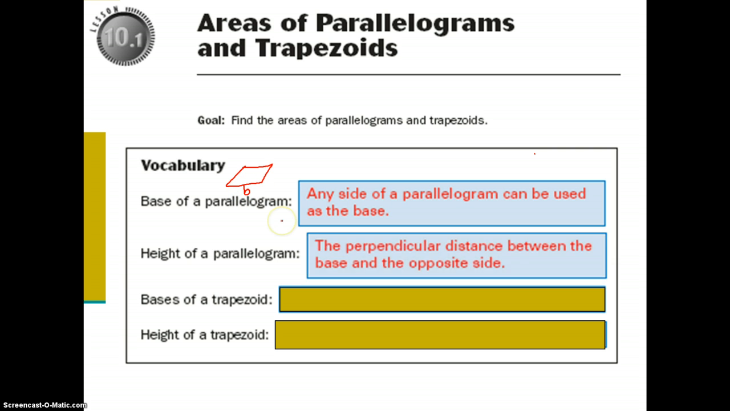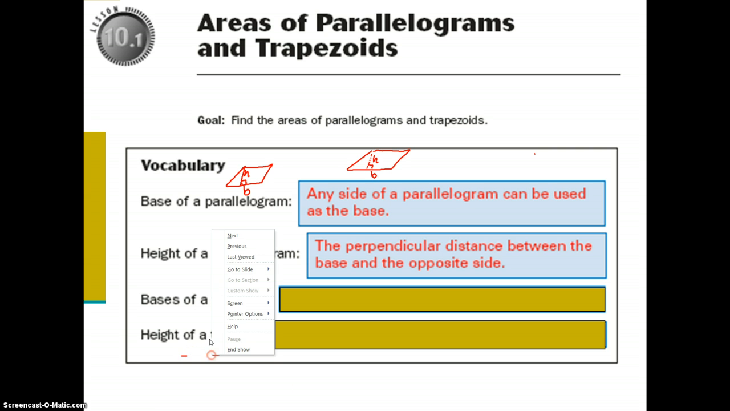The height of a parallelogram is the perpendicular, which makes a right angle, between the base and the opposite side. Again, that would be the height, because it makes a right angle. You might even see them make a dotted line here because it's not actually a side. So they might say that this is the height, this is the base.